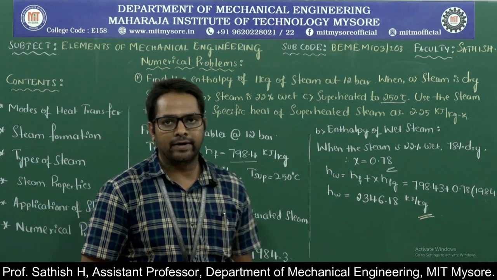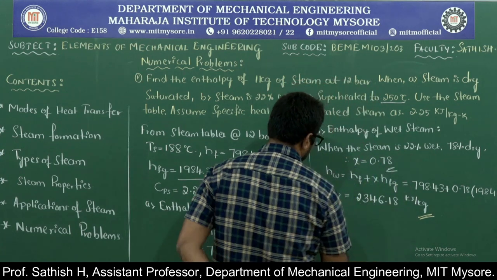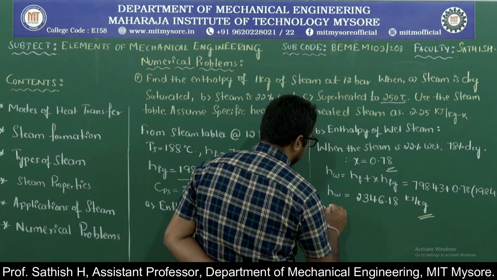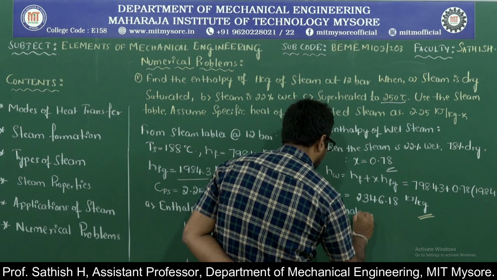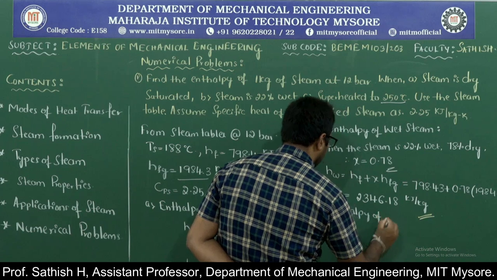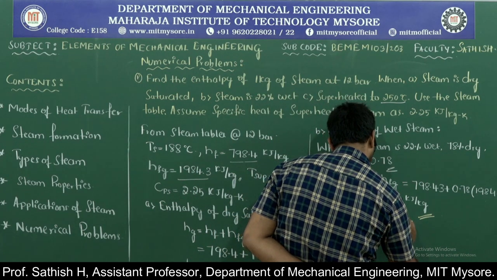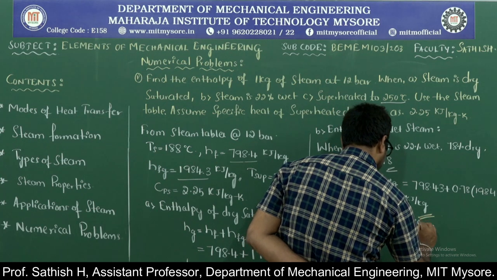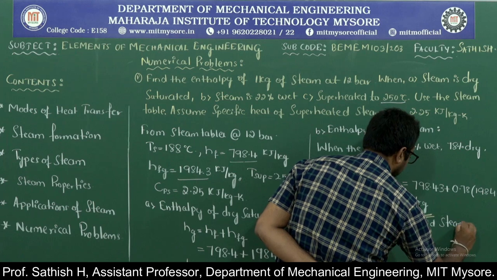Next we will have to find the enthalpy of the superheated steam, that is the third unknown we have, the enthalpy of superheated steam.